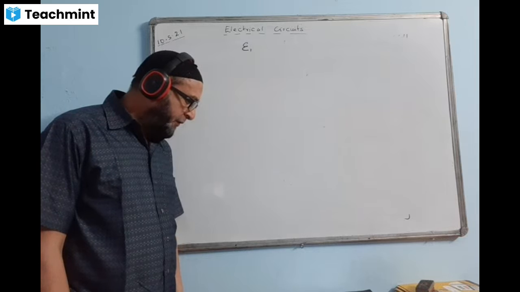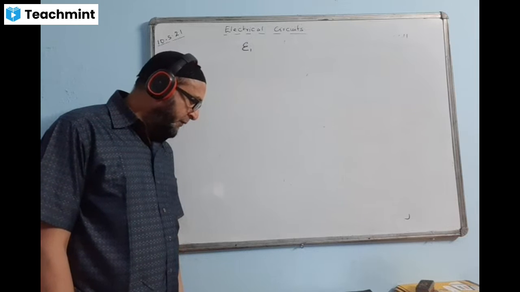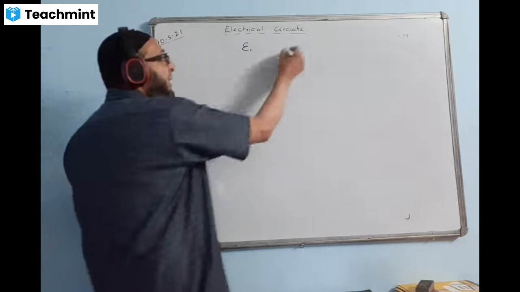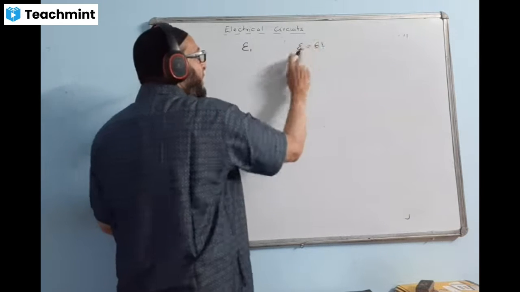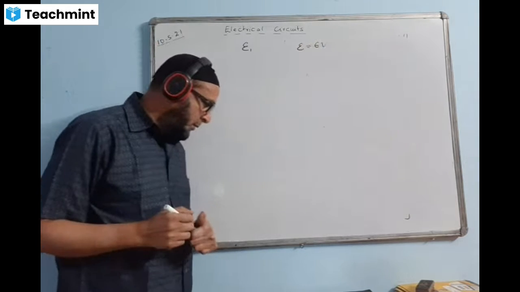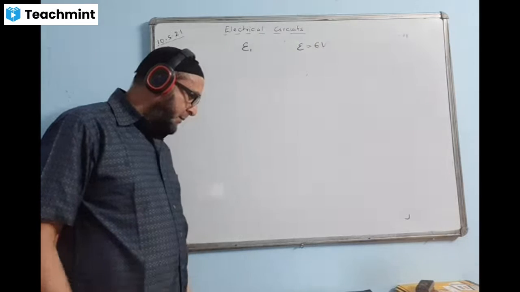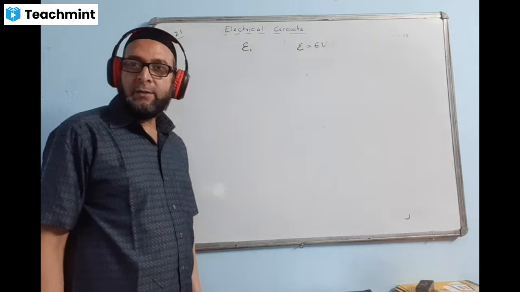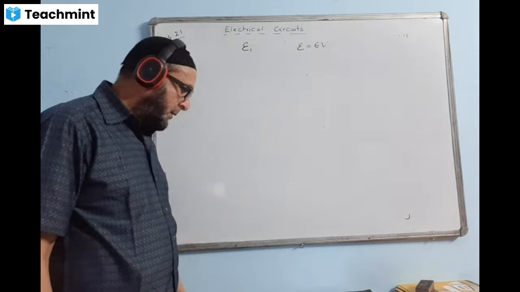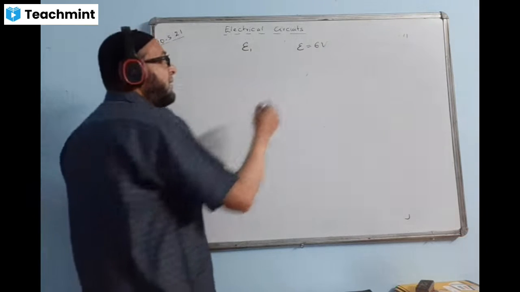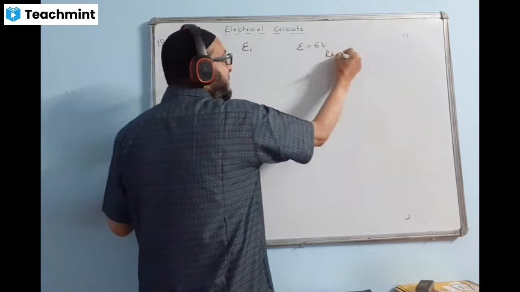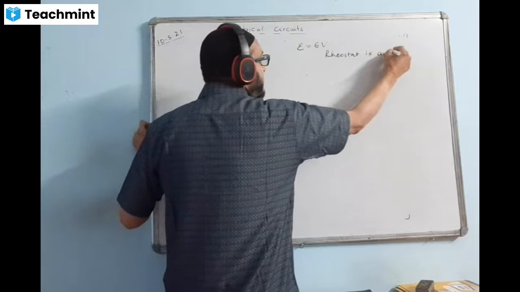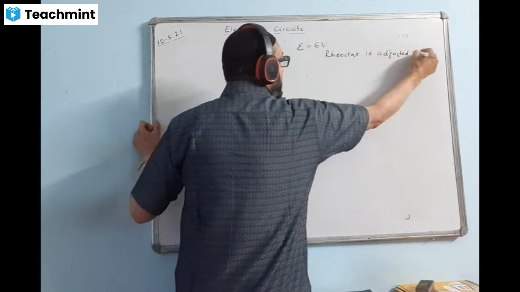The EMF E equal to 6 volt, and rheostat is adjusted to 5 ohm.